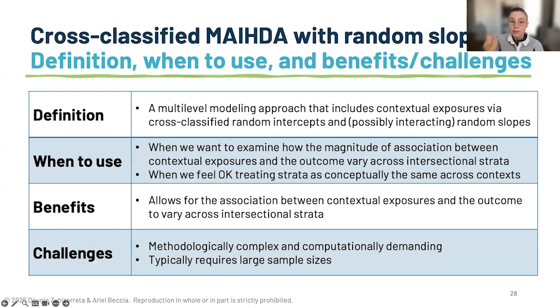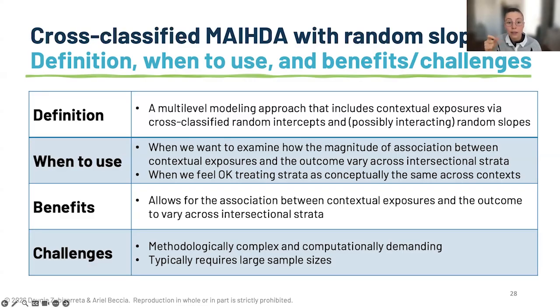Okay, the final method, like you've made it through almost all of it for descriptive SQIR that we'll be covering, is cross-classified MAIHDA with random slopes. So it's again in the MAIHDA sphere. And this method is a multi-level modeling approach that includes contextual exposures. So we can be thinking about state level structural gendered racism as an example by including random intercepts for both intersectional strata, where those strata are defined based on intersecting individual level social identities, but then also random intercepts for our other context of interest.